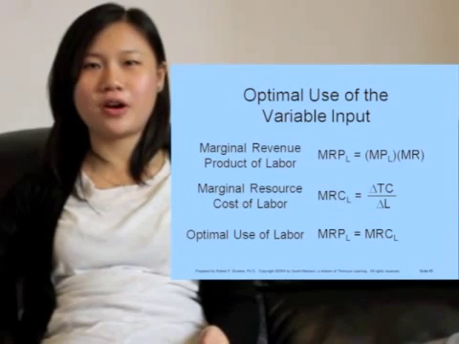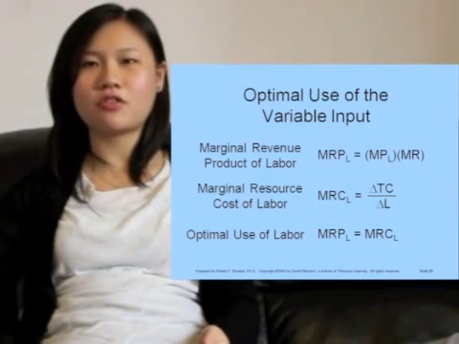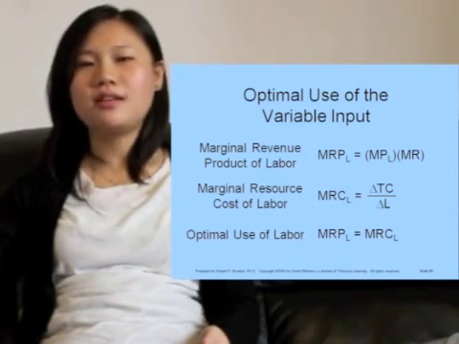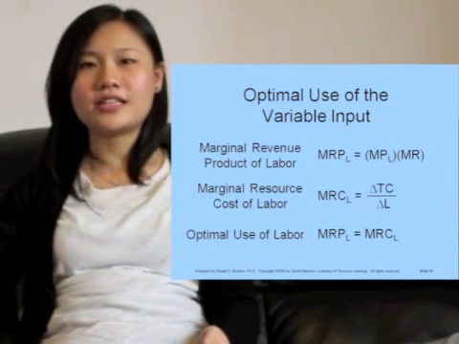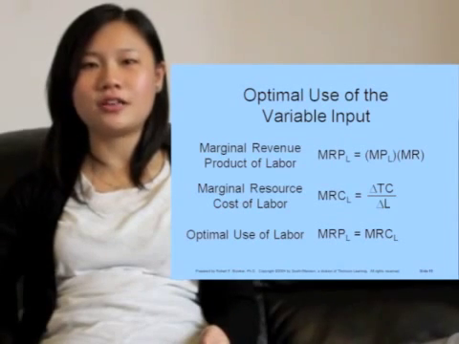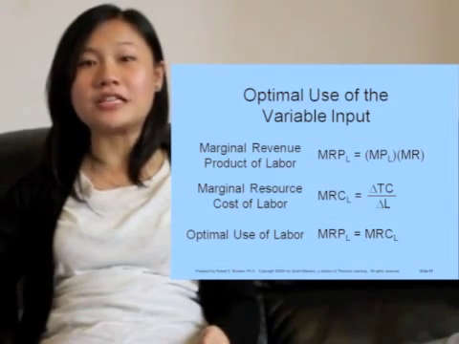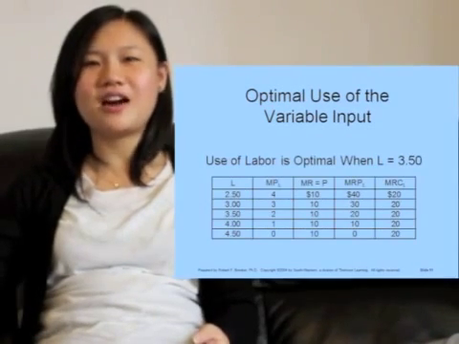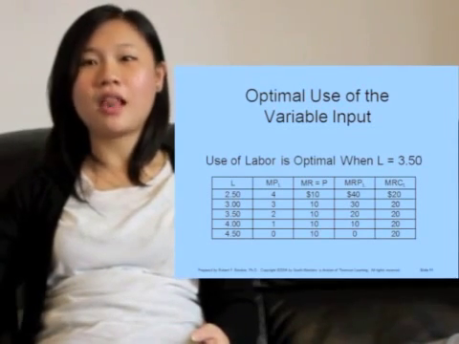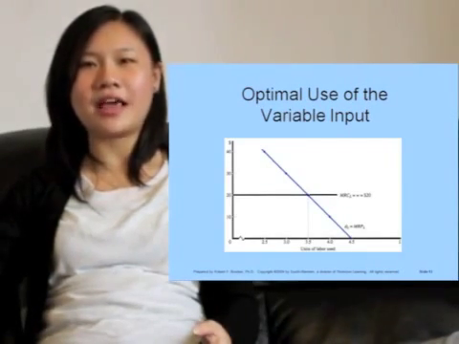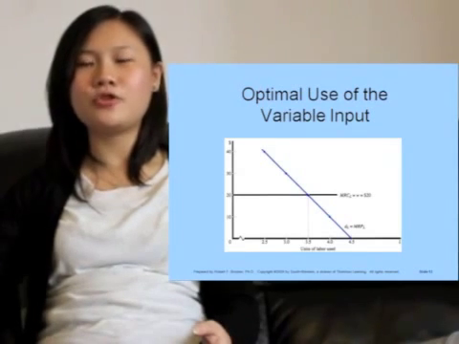The marginal revenue product of labor equals the marginal product of labor times the marginal revenue from the sale of the extra output produced. The marginal resource cost of labor is equal to the increase in the total cost resulting from hiring the additional unit of labor. The optimal use of labor is reached when the MRPL equals MRCL. The firm's profits are maximized when the MRPL equals MRCL, which is when the labor is 3.5 units. The intersection point between MRPL and MRCL describes the optimal use of labor.